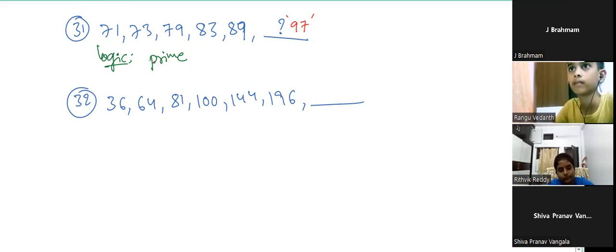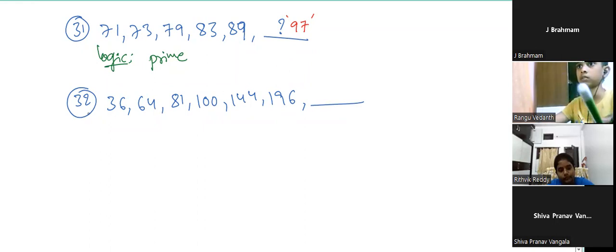Okay. Sir, wait. Sir, squares. Are these numbers squares? All the numbers. Understood it. I know the logic. Tell. Sir, consecutive composite numbers, squares.